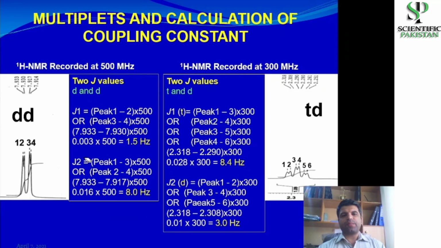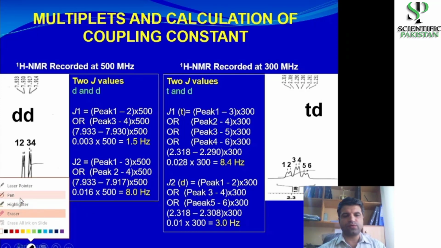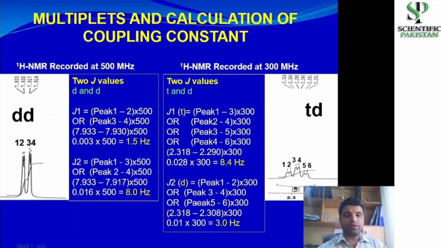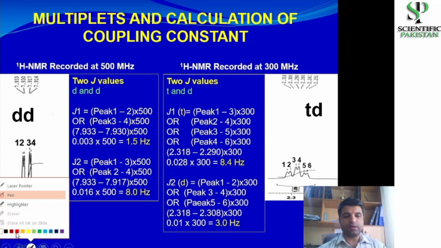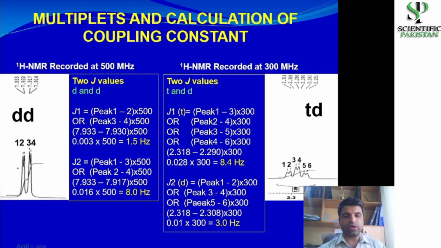So here it is, how to calculate the coupling constant values. We have 2 peaks here, and we are going to calculate the coupling constants for each of them. First, we have this signal here, and it's a double doublet. You can see that we have 4 lines. It's a double doublet, and we have labeled them as 1, 2, 3, and 4.